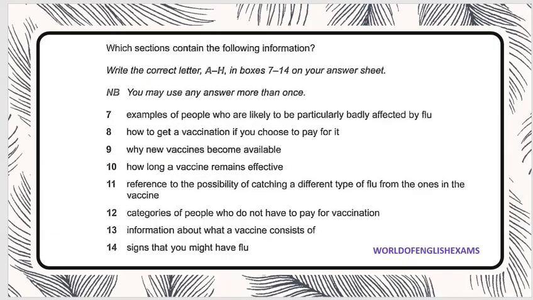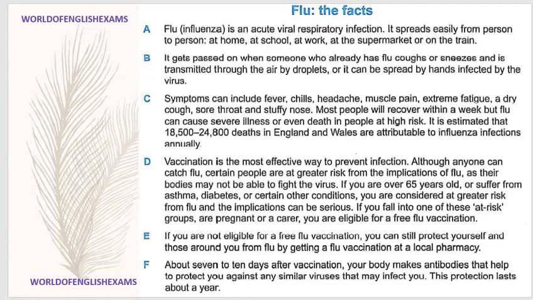Now let's go back and identify that. Examples of people who are likely to be badly affected by flu. Yeah, so I think this information is matched somehow to that. But let's see what are those examples. Till now we have found that certain people, but who are those certain people? Now let's continue reading it. If you are over 65 years old, which means that people aged 65 or over have a higher risk of catching the infection. Maybe that is the first example. Let's continue. Or suffer from asthma, diabetes, or certain other conditions. Okay, this is the second condition.